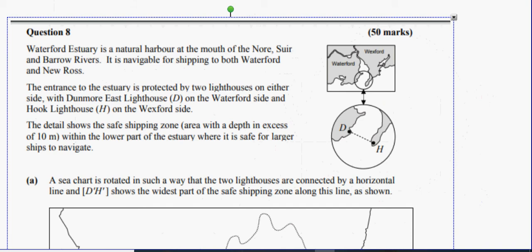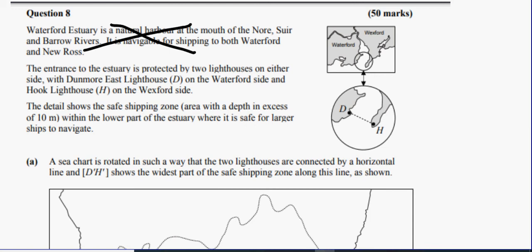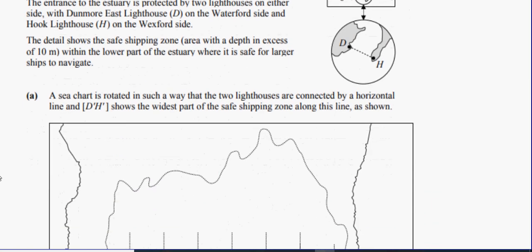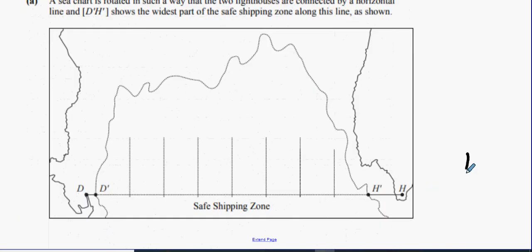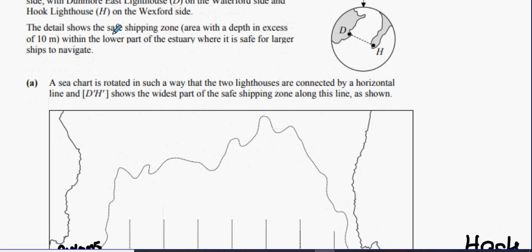All right. I need you guys to be able to measure this up for me because my ruler won't be to scale. Long story short, there's a couple of things you need to know, right? There's a harbour. The entrance of the harbour has two lighthouses on either side, Dunmore East on the waterside and Hook Lighthouse on the western side. So this is Hook Lighthouse and this is Dunmore East.